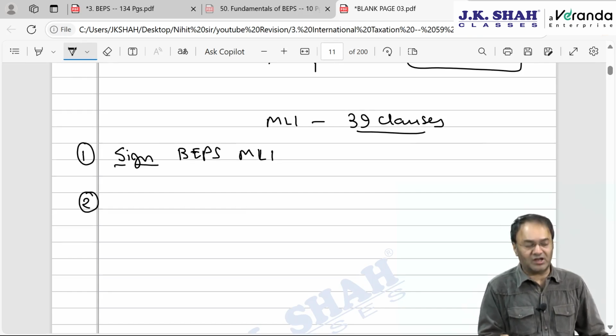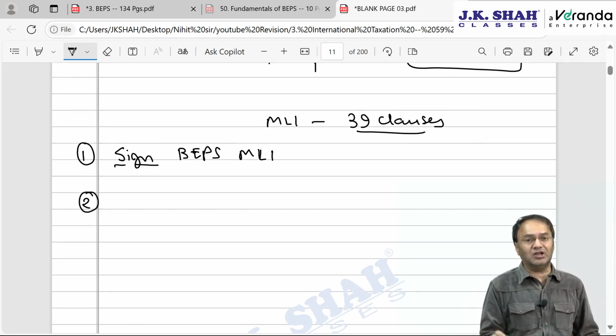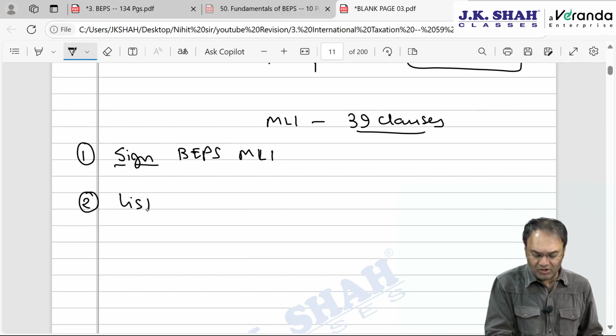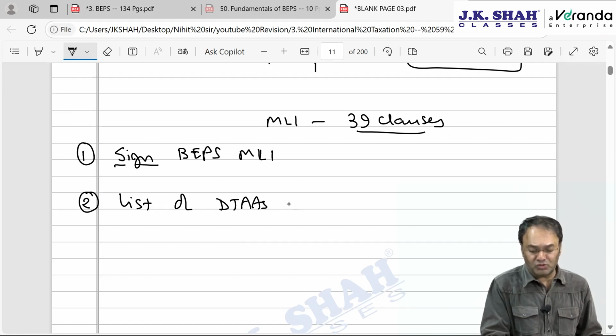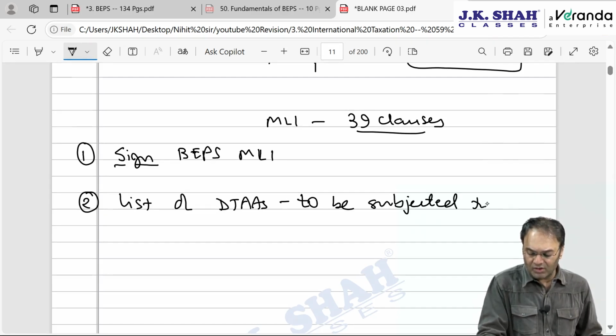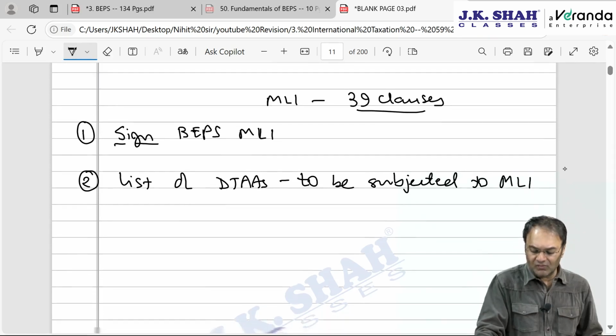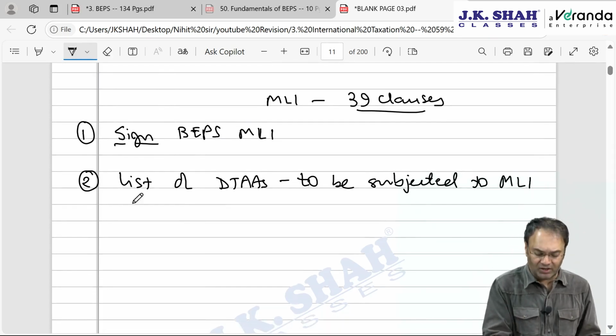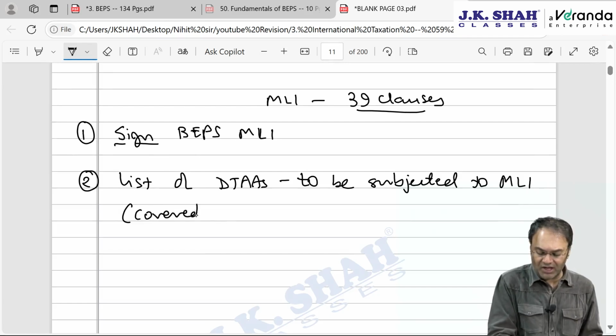Okay, then second condition. If India is interested in amending 72 DTAAs, India will have to give a list of DTAAs which India wants to be subjected to, or made applicable to BEPS MLI. India will have to give. Let's say India gave 72 agreements. These agreements will be called covered tax agreements, which is CTA.